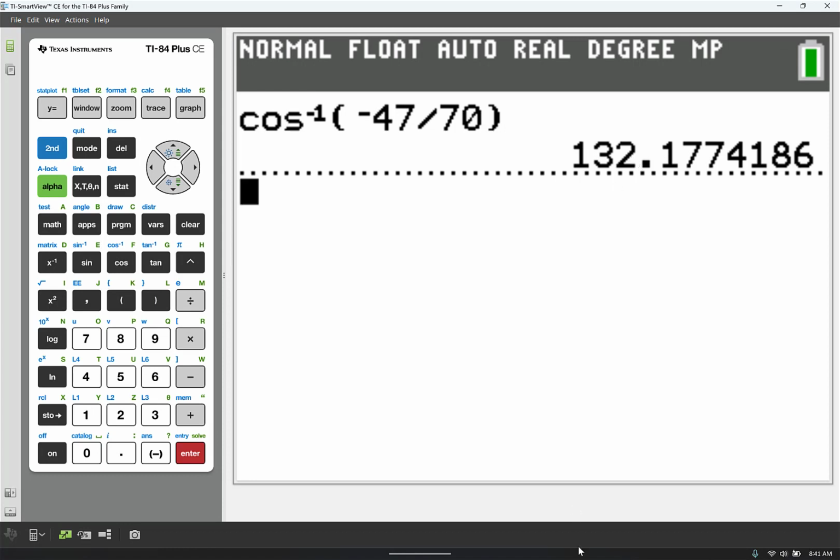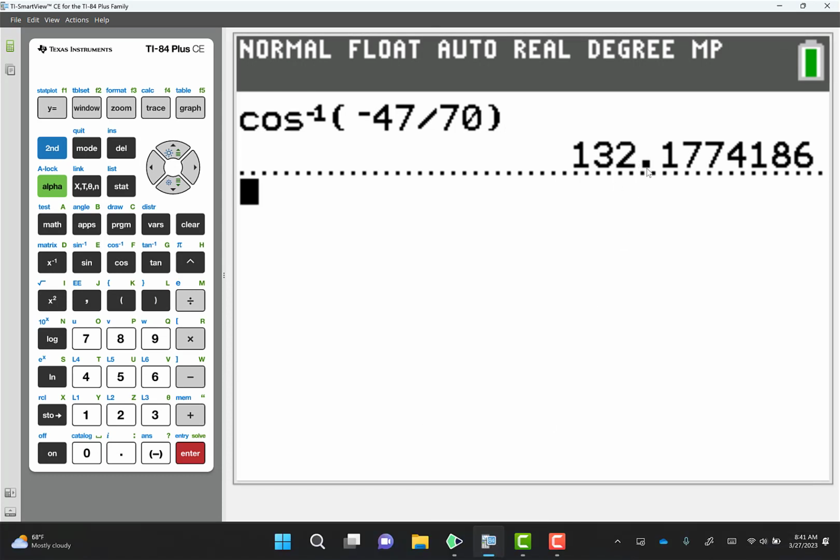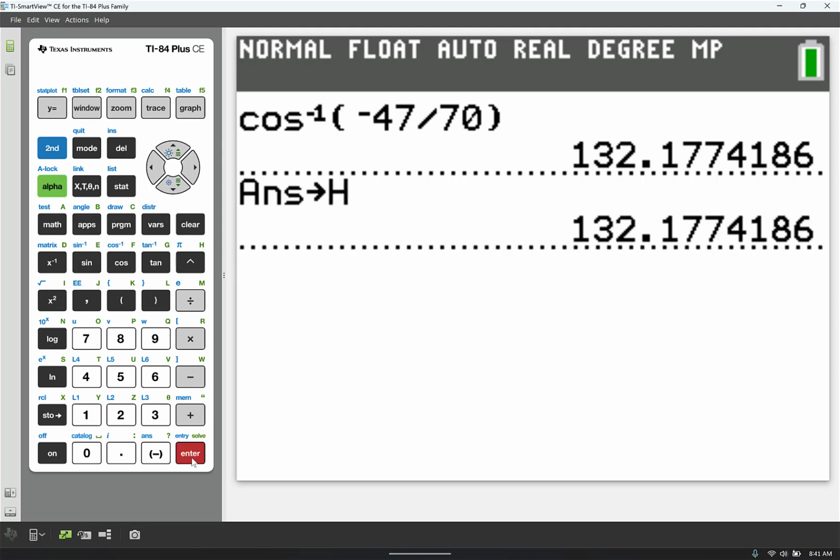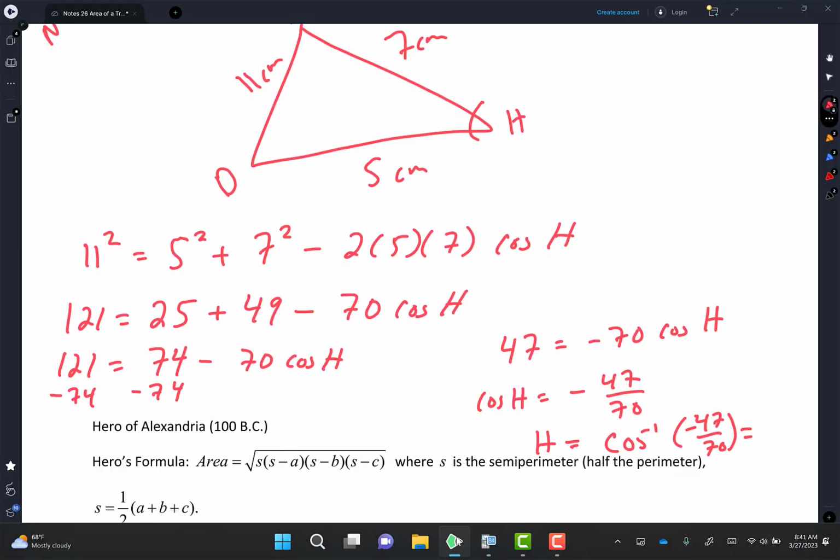I'm going to push enter. And that angle, obviously my triangle is not to scale at all. I'm going to store it because I want perfect values, guys. So I'm going to push store, and I'm going to use the letter H, alpha H. Are we okay so far, guys? All right, so there it is. My angle H is stored: H is 132.177 degrees.